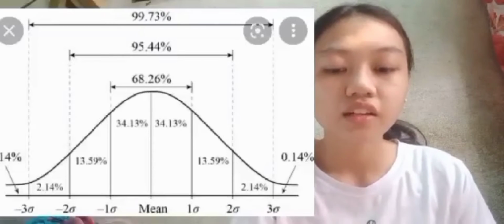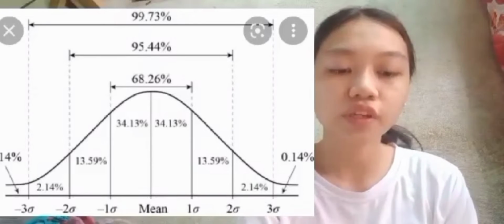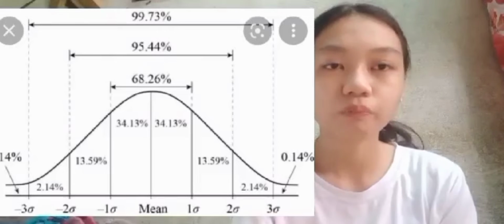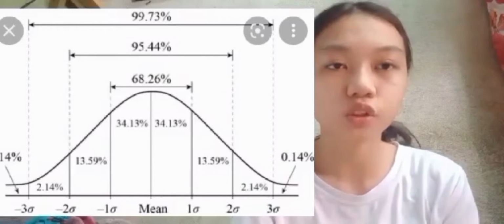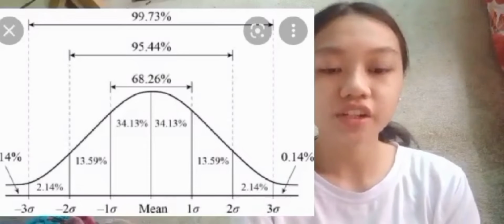Last, following the empirical rule, the area under the part of the normal curve that lies within one standard deviation of the mean is equal to 68%, meanwhile within two standard deviations is 95% and three standard deviations is about 99.7%.